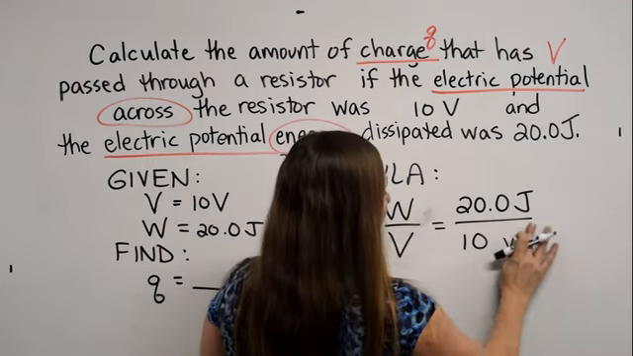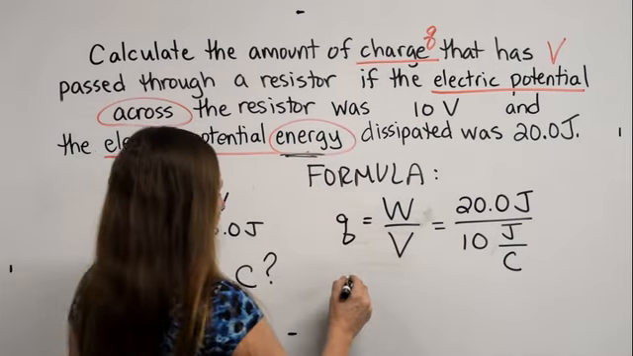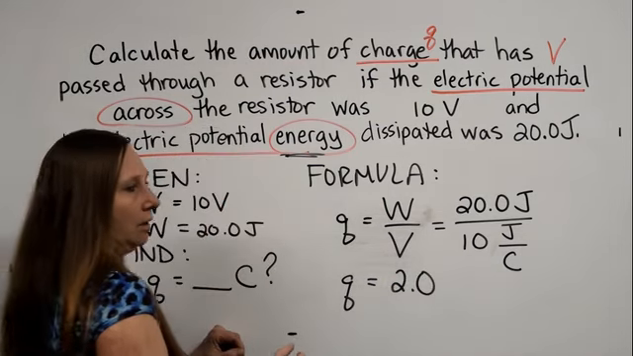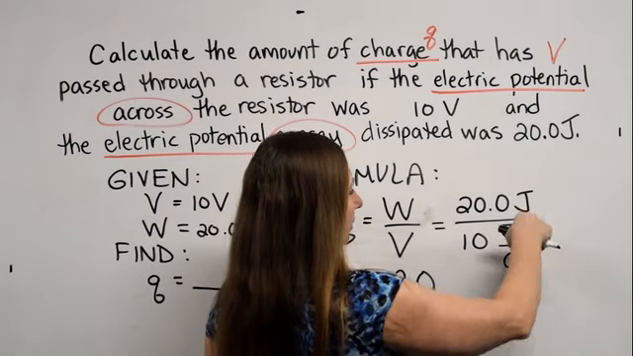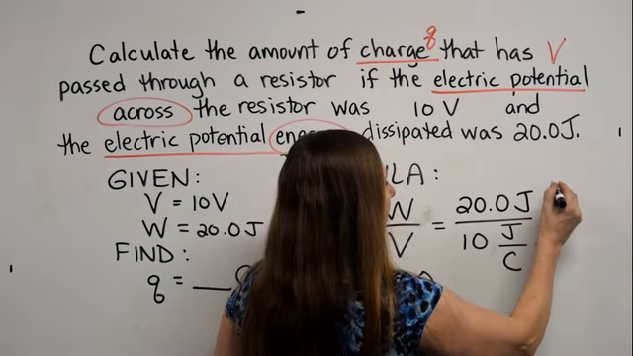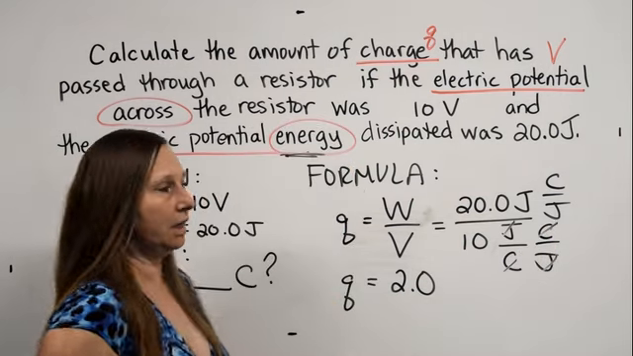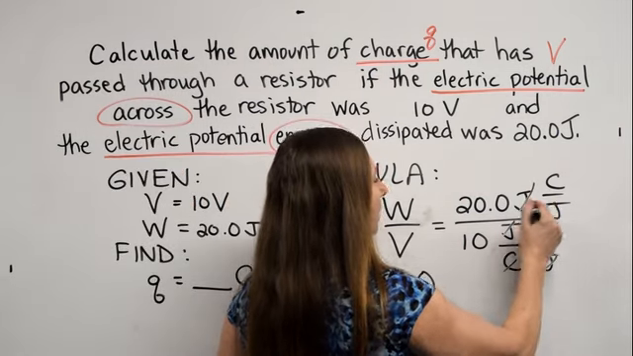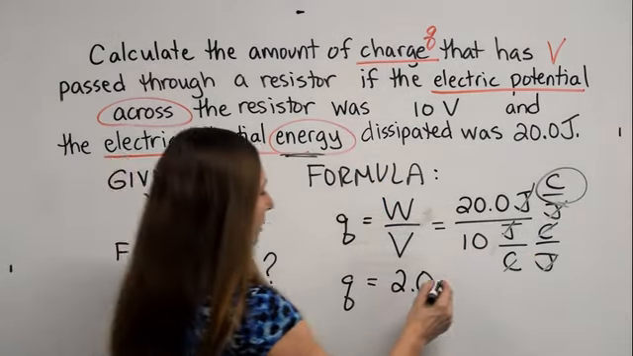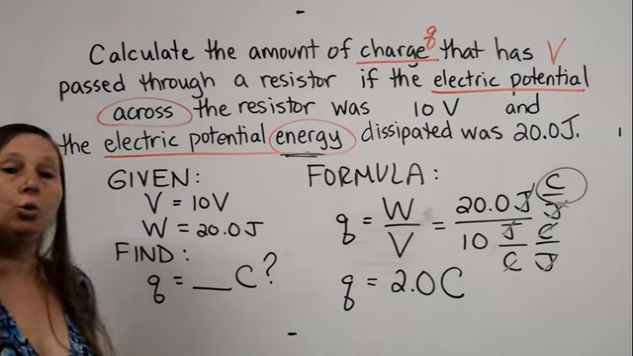Now actually a volt is a joule per coulomb. So 20 divided by 10 is 2. Now, how do I resolve these units here? This one gets inverted, coulombs per joule. Everything on the bottom is canceled. This is joules on top, joules on the bottom. The joules cancel, I get coulombs, which is correct because I'm looking for charge. So the answer here is 2 coulombs.